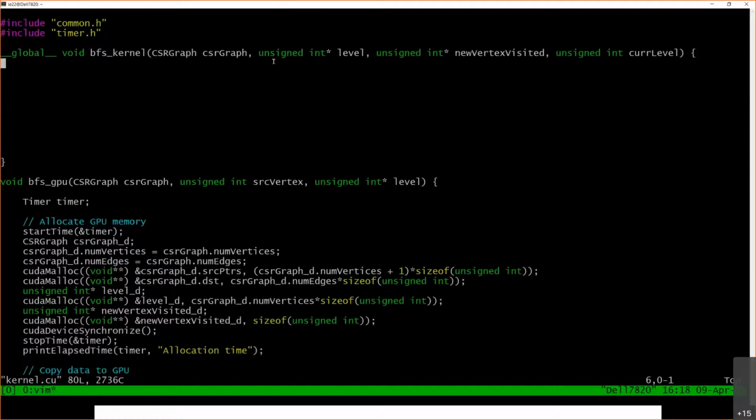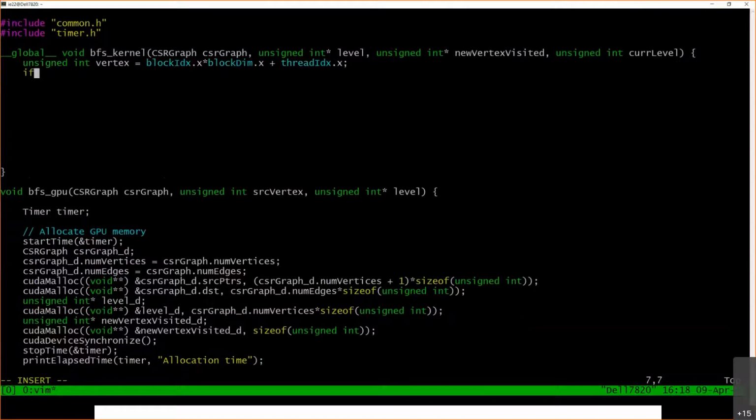So I'm going to use the thread ID as the vertex number. Thread 0 will be assigned to vertex 0. Thread 1 will be assigned to vertex 1, etc. So I'm going to write unsigned int vertex is equal to blockIdx.x times blockDim.x plus threadIdx.x. And I'm going to check that my vertex is within bounds.